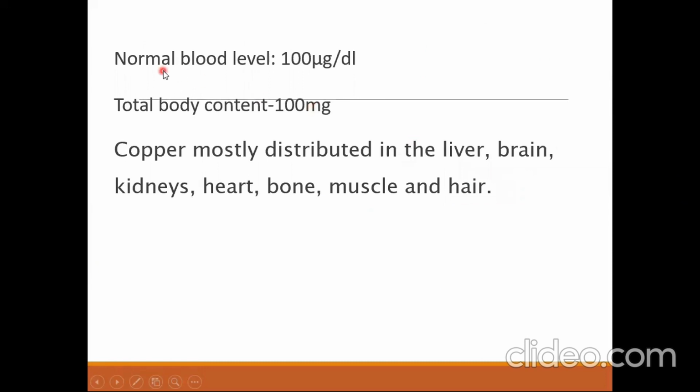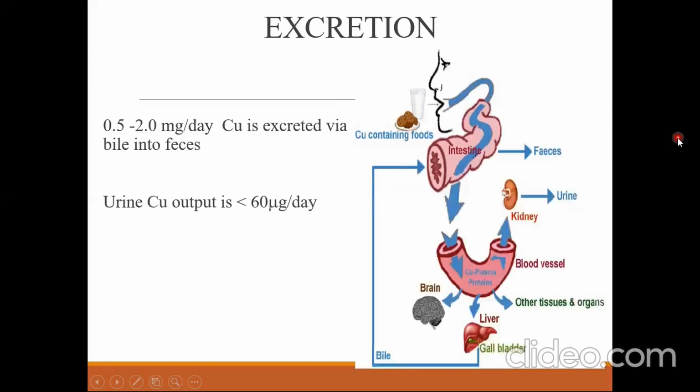The normal blood level of copper is 100 microgram per deciliter and the total body content is 100 milligram. The copper is mostly distributed in the liver, brain, kidney, heart, bone, muscle and hair. So how is it excreted? 0.5 to 2 milligram per day of copper is excreted via the bile into the feces, and urine copper output is less than 60 microgram per day.